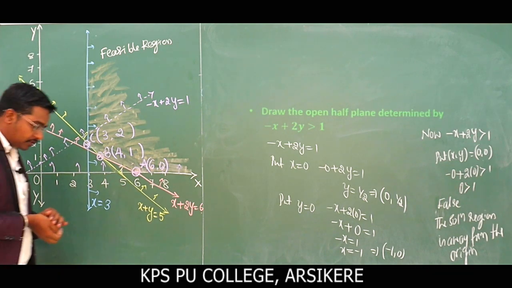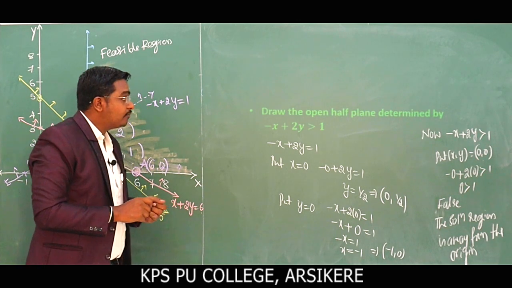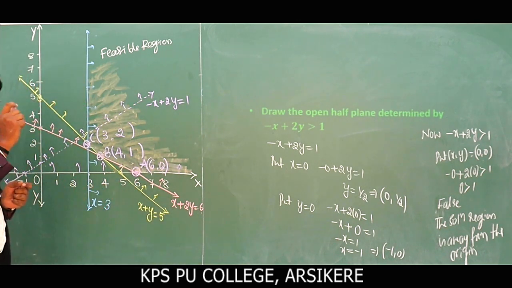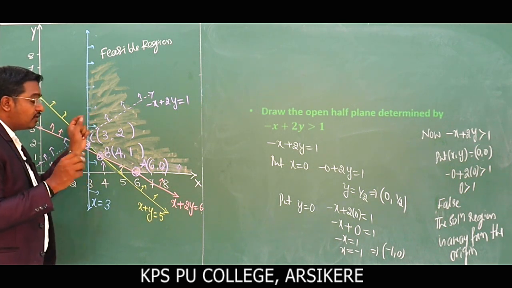Okay. Next, what do we need to check? We need to check whether the points determined by the open half plane are common with the feasible region or not.